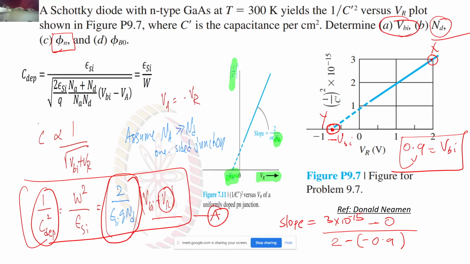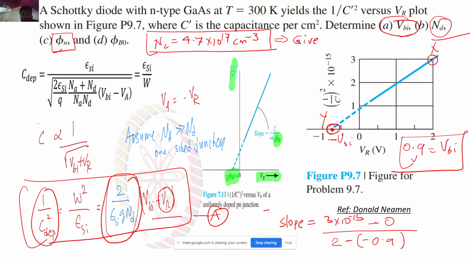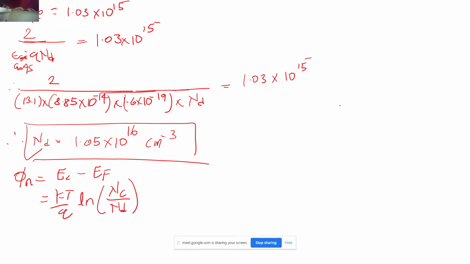Correct? So now let's check. I forgot to give you guys one value. The value of NC was given as 4.7 into 10 to the power 17 cm to the power minus 3. So now I will use this value, and you know the value of ND over here, right? If you substitute, the value of phi n that you are going to get is around 0.0985 electron volts.